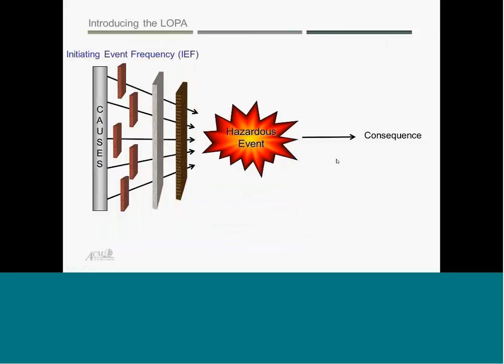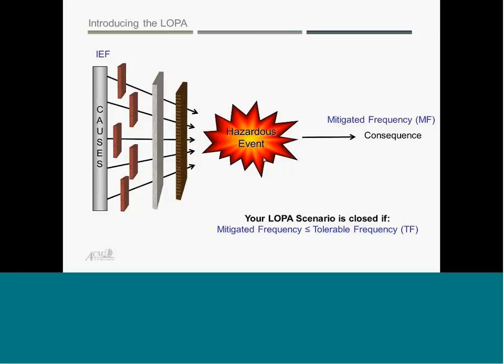In a LOPA, the next thing we're going to do is each cause is going to be given an initiating event frequency, or IEF. This is saying how often is it going to occur. An example IEF would be a control loop, which we would give 1 in 10 per year frequency of failure. Next thing we're going to do is we're going to get a mitigated frequency. We're going to add all those initiating event frequencies together, and that's going to give us a frequency of the consequence, a mitigated frequency. Your LOPA scenario is going to be closed if your mitigated frequency is less than or equal to a tolerable frequency. The tolerable frequency comes from your company standards and is going to be based on society's acceptance of these hazardous events. An example that's commonly used is for fatalities in a single event, 1 in 10,000 per year.